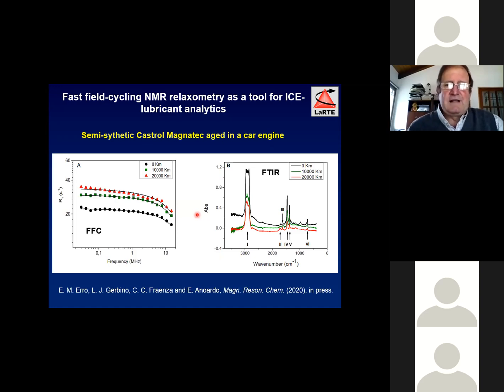This is another work. It will be appearing in the next days in Magnetic Resonance in Chemistry. Here we compare semi-synthetic Castrol Magnatec, and we came back to the car engine. Okay. Again, we see the fast degradation during the first 10,000 kilometers, and then it seems that there is no more change in the next 10,000 kilometers. And again, the Fourier infrared gives more detailed information on what is going on.